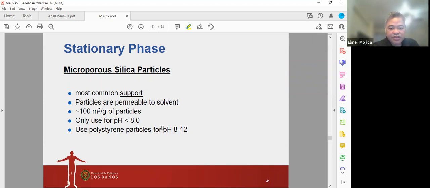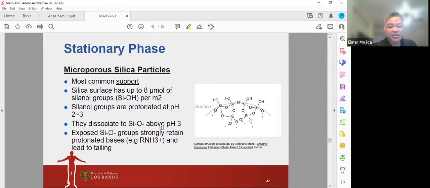And you only use this for pH that is lower than 8. If you want to use a material for higher pH, you can use the polystyrene particles, which is applicable for pH 8 to 10. Now, if you look at the microporous silica particles, this is how they look. So this is the most common support.